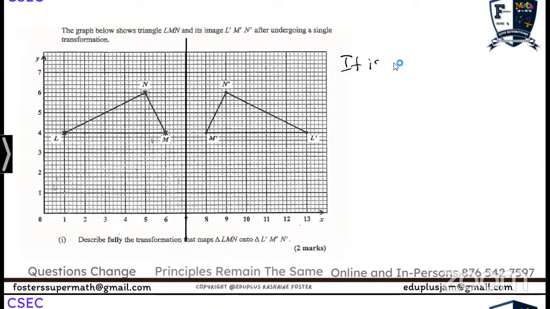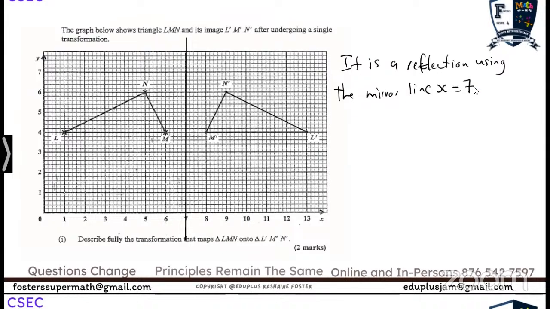So it is a reflection using the mirror line. What's the mirror line? It is x equals 7. If they give you a diagram, this is how you can come up with the mirror line. If they don't give you a diagram, then you're going to be using one of those normal reflections that we would always normally use. So it's a reflection using the mirror line x equals 7.